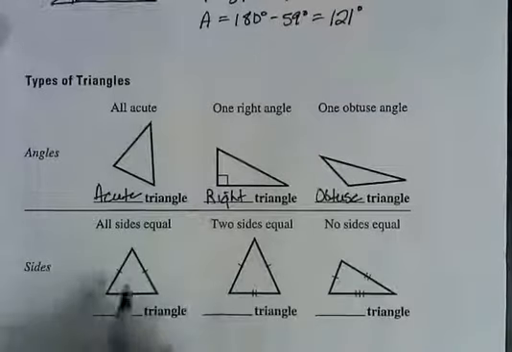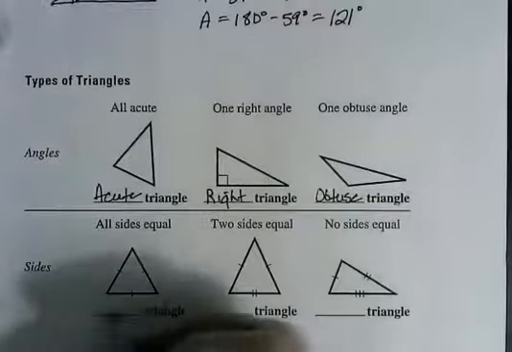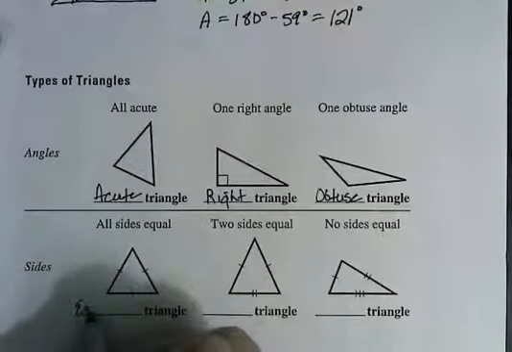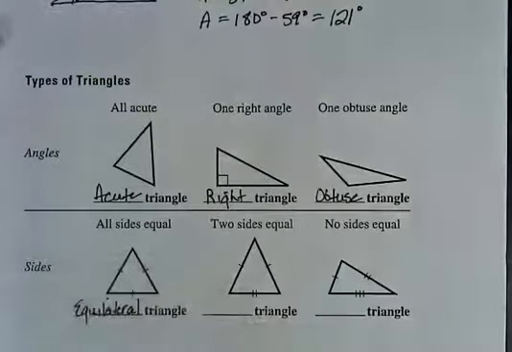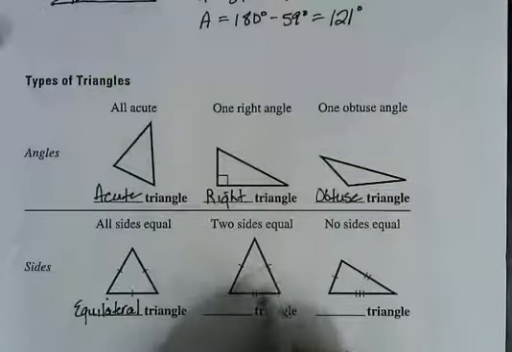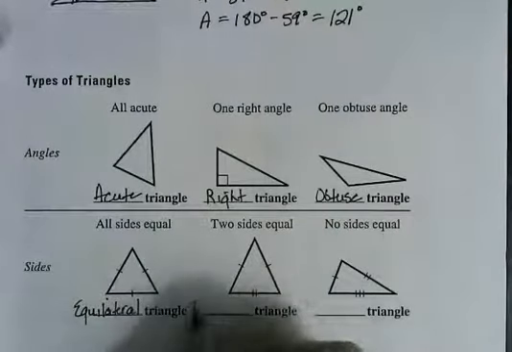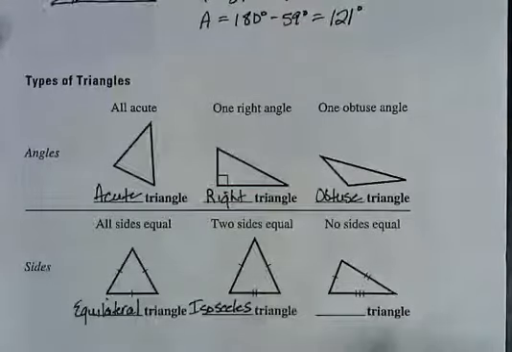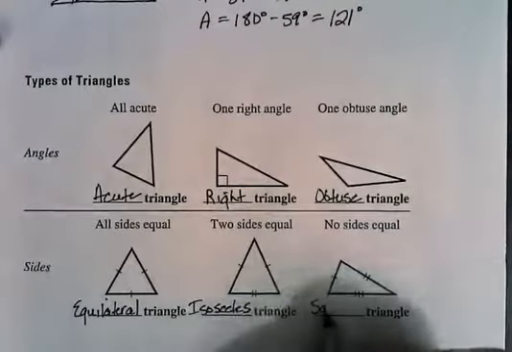If we're looking at the sides, if all the sides are equal, then we call it an equilateral triangle. If we have two of the sides equal, but not the third, then we call it an isosceles triangle. And if none of the sides are equal to each other, then we call it a scalene triangle.